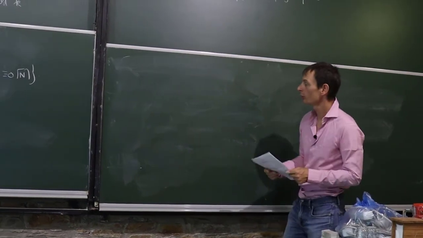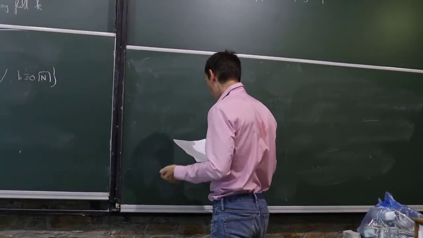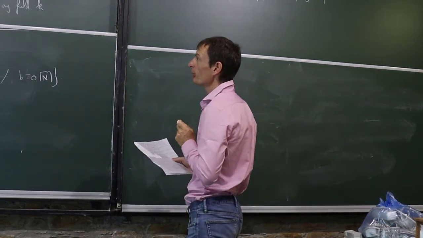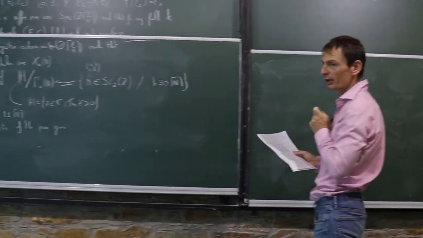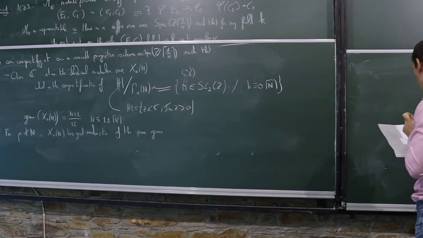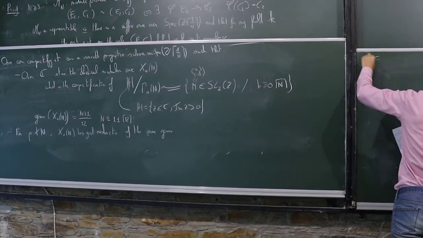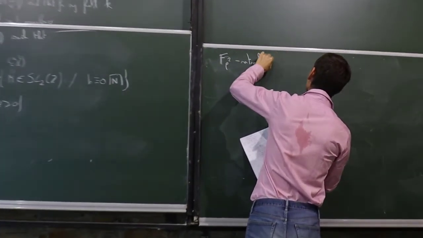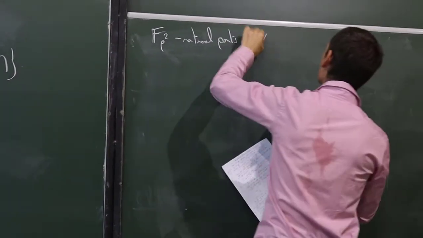Okay, cool. Now we need to speak about the points. And we are going to consider, remember, what we want is ap squared, so we are going to look at the points over Fp². So the Fp²-rational points of X0(n).